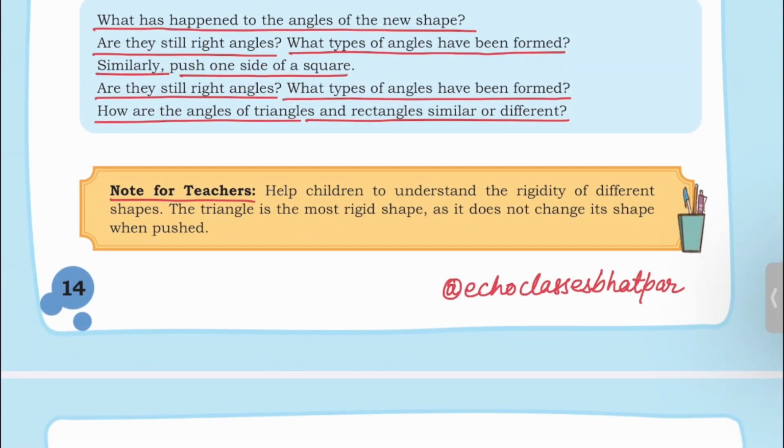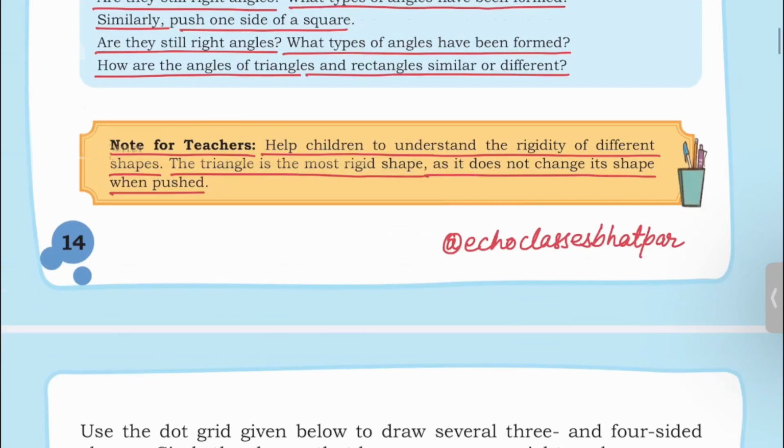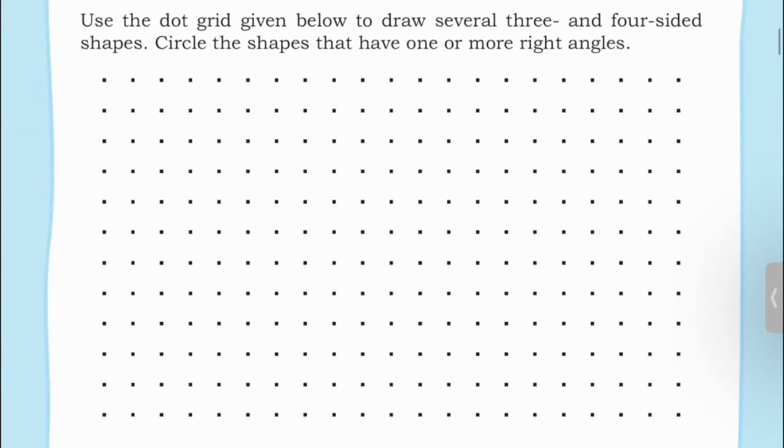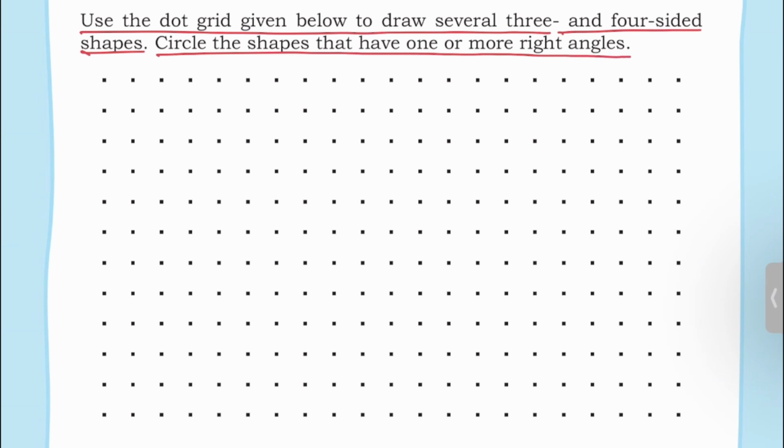Note to the teachers. Help children to understand the rigidity of different shapes. The triangle is the most rigid shape as it does not change its shape when pushed. Use the dot grid given below to draw several 3 and 4 sided shapes. Circle the shapes that have one or more right angles.